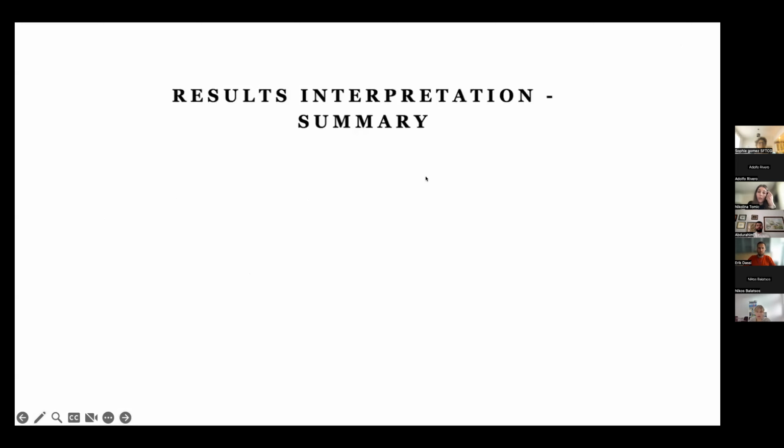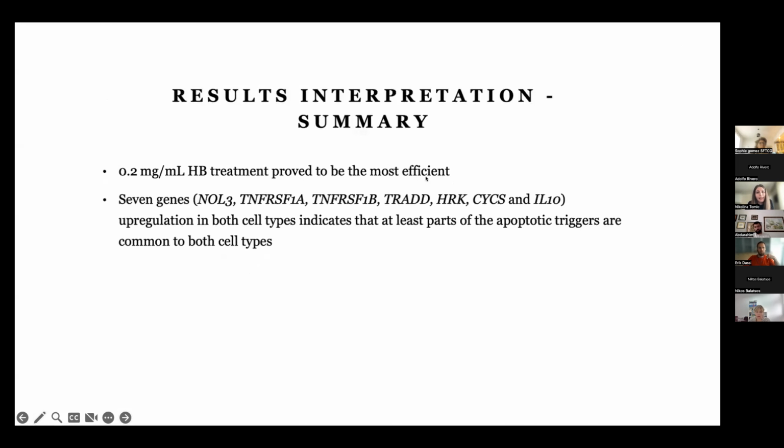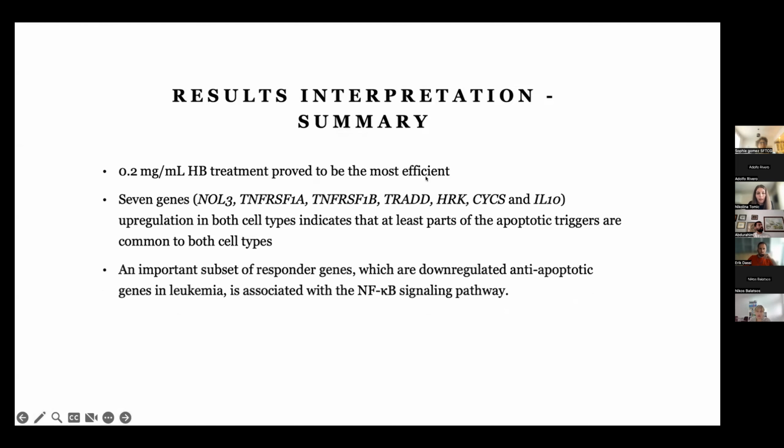After presenting all the results, I want to sum them up and give a possible explanation of the main ones. First of all, we can say that the concentration of 0.2 milligram per milliliter of halogenated Bark-sin treatment is once again proved to be most efficient. The upregulation of 7 genes in both cells indicates that at least part of the apoptotic triggers are common in both cell types.